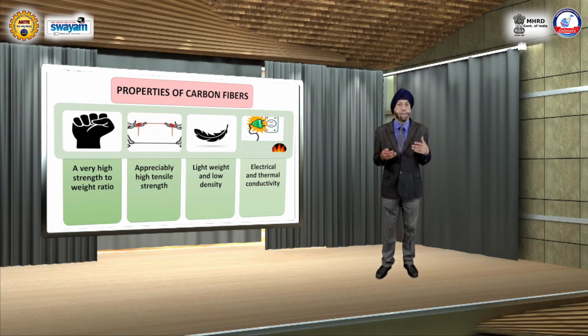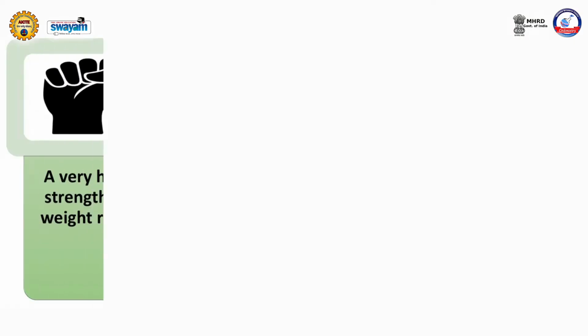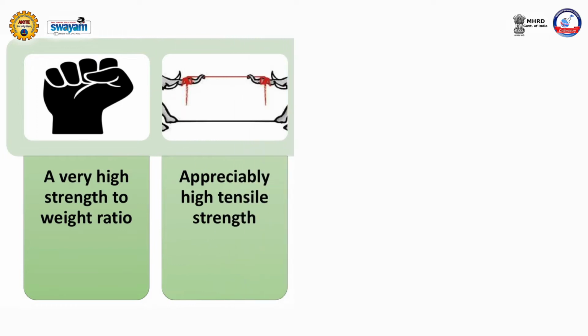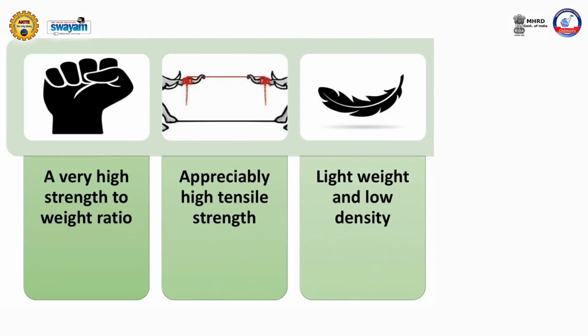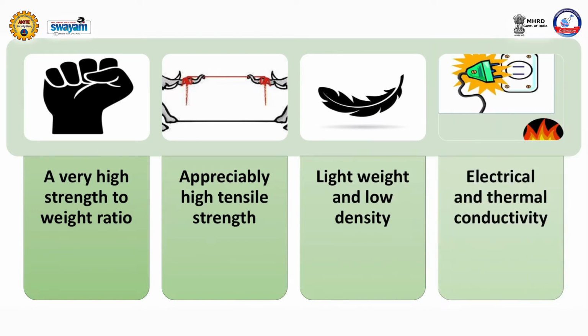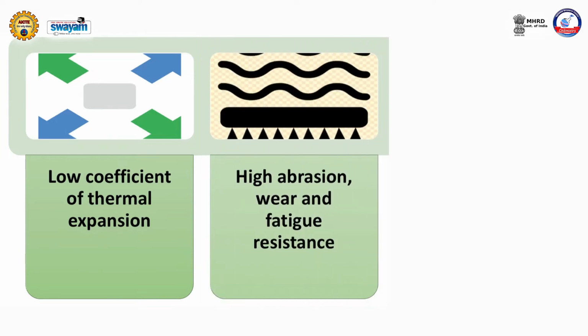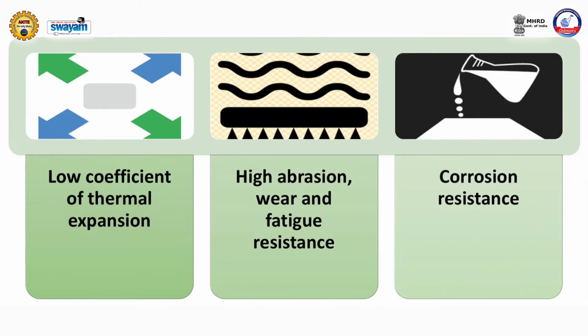We now take up the properties of carbon fibers. The following properties of carbon fibers lend credence to their commercial value. First, a very high strength to weight ratio. Second, appreciably high tensile strength. Third, lightweight and low density. Fourth, electrical and thermal conductivity. Fifth, low coefficient of thermal expansion. Sixth, high abrasion, wear and fatigue resistance. And seventh, corrosion resistance.